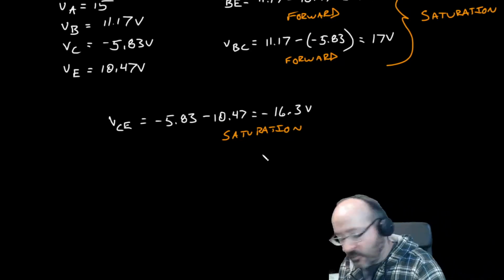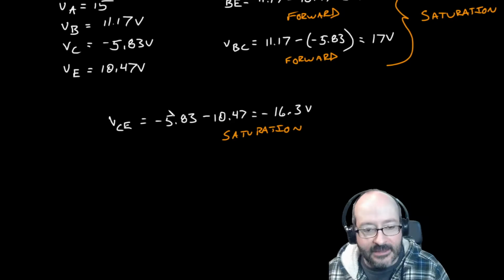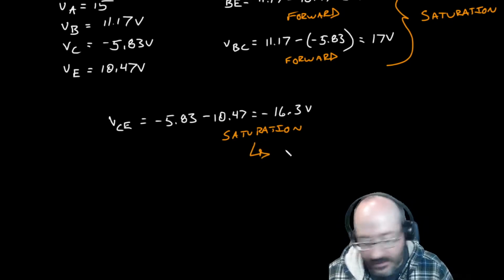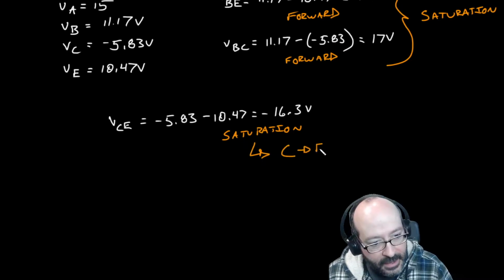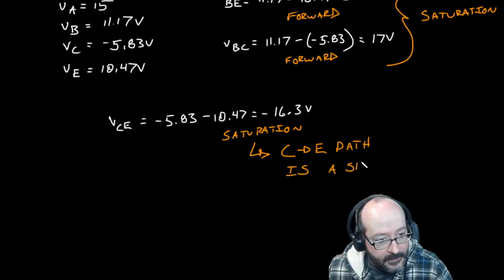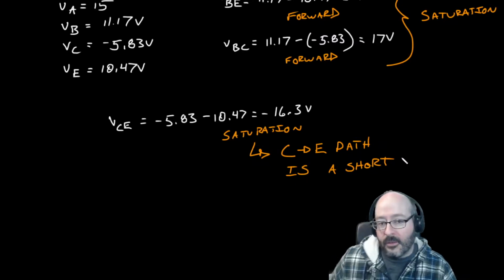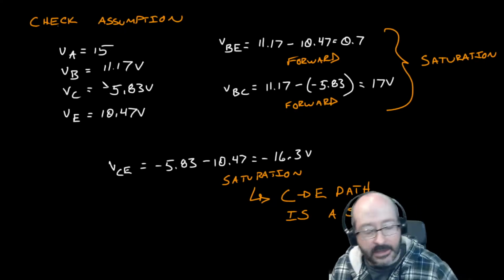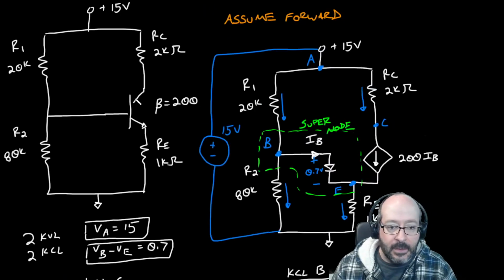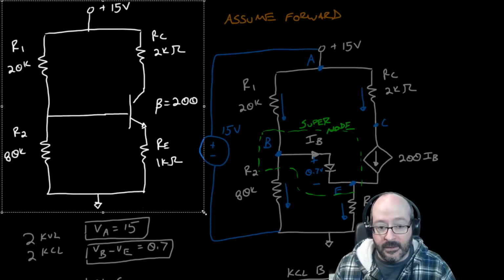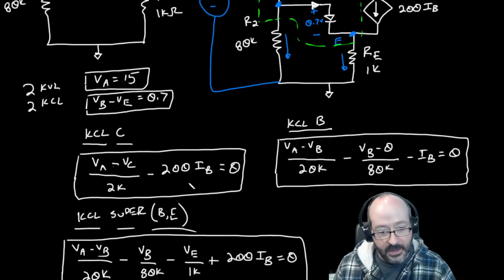Okay, so the BJT is saturated. We got to figure out what to do. It means the VCE path is shorted. Okay, so all of this says the C to E path is shorted. So these values aren't right. That's not what's going on in the circuit. What is going on in the circuit, let's come up here. Let's grab the original circuit. It is going to be different, and we got to go analyze it for that.